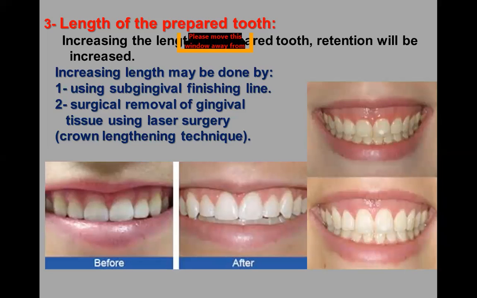You look at these two pictures and see the anterior crown's length before the surgery is slightly short, but after doing the surgery, the crown length is slightly increased and we can have a longer preparation, and more retention will be gained. This is the second technique of increasing the length of preparation for more retention.